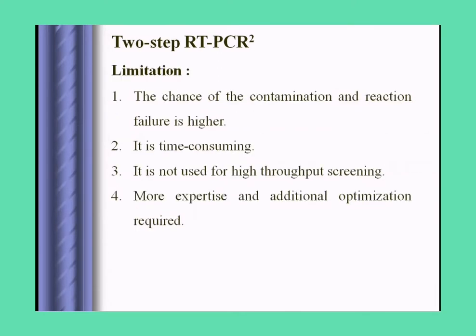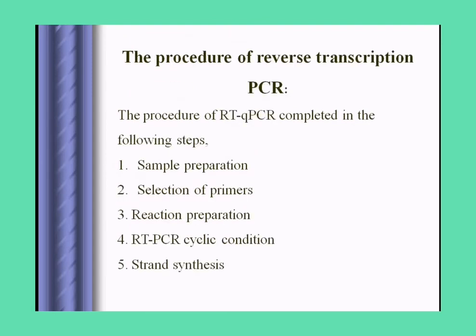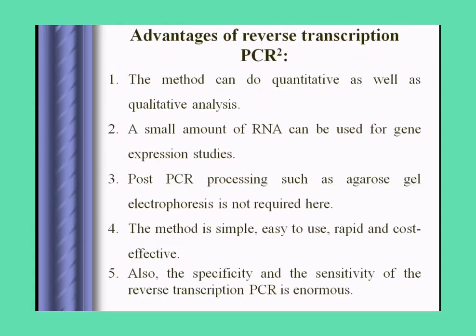That is the limitation of two-step RT-PCR. The chances of contamination and reaction failure are higher. It is time consuming. It is not used for high throughput screening. More expertise and additional optimization are required. This one is the procedure we will discuss in the next video. The procedure includes sample preparation, selection of primer, reaction preparation, RT-PCR cycling conditions, and strand synthesis.